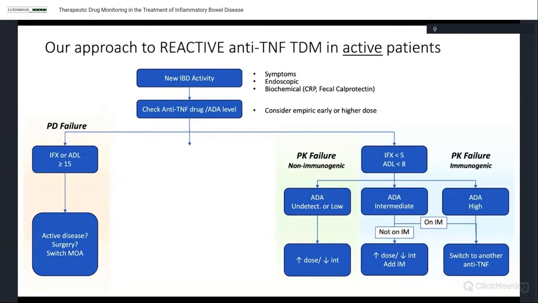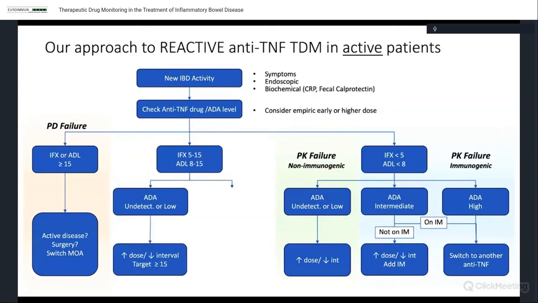Now, we've discussed what to do with very high levels when we're reacting to disease activity and what to do with very low levels. But what about levels in the middle? Well, when they're in the middle, we're not quite convinced yet whether this is truly a pharmacodynamic or mechanistic failure or not. And we don't know that until we push the levels higher.